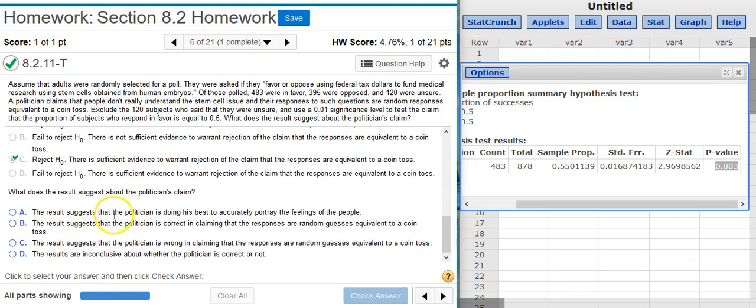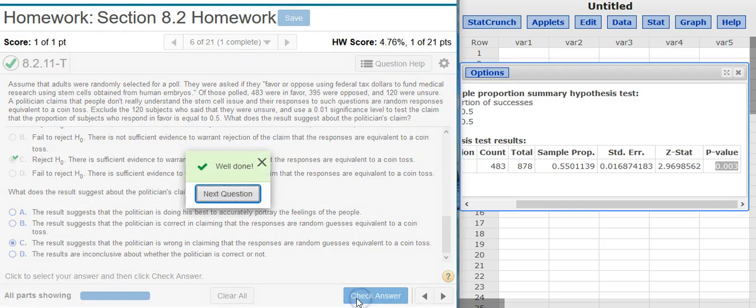So let's see here. What are our answer options? Results suggest the politician is doing his best. I don't think so. Results suggest the politician is correct. I don't think so. Results suggest the politician is wrong. Oh yes, I love it. It's so right to be so wrong. Yes. And finally, the results are inconclusive. No, they're very conclusive. So here we're going to check our answer. Well done. And that's how we do it at Aspire Mountain Academy.